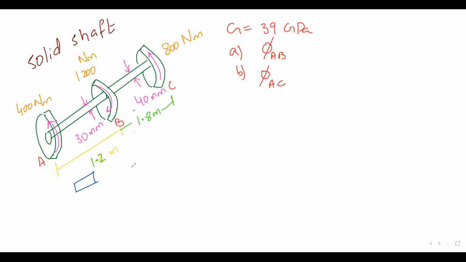So clockwise. This is clockwise, if I am looking from that side. Then I will have anti-clockwise. So I have TAB equal to 400 Newton meter, right? Clockwise.